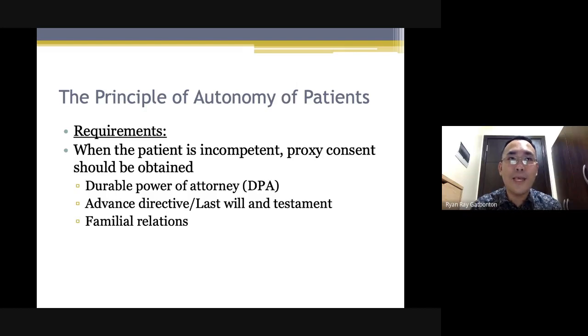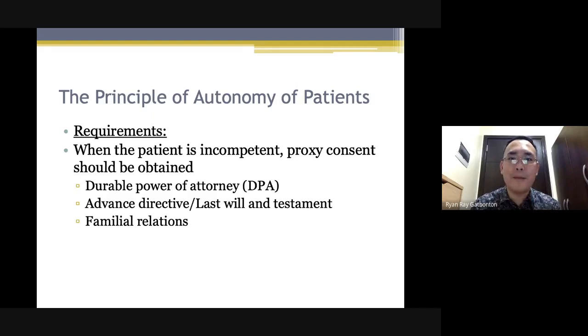Meron din tayong kinukuhanan ng consent sa mga kaibigan. Sa Filipino culture, those who provide for the patient's bill, yung nagfa-finance ng kanyang healthcare, siya yung gumagawa ng decision making. So we have to also respect that. So you have to be careful or always observe the family dynamics whenever you are asking for consent. Okay? Tandaan po that your patient's autonomy should always be respected.